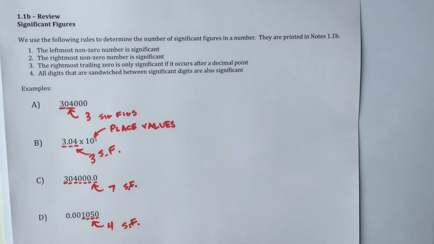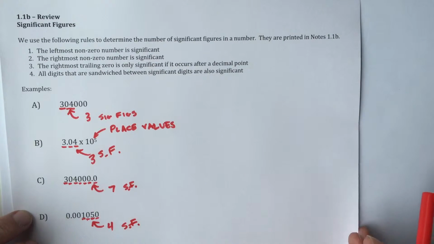All right, it's important that you understand these rules and are able to quickly not only identify the number of significant figures in a value, but also identify where to round in order to have a certain number of significant figures. All right, let's step into the evidence. I'm going to roll through.